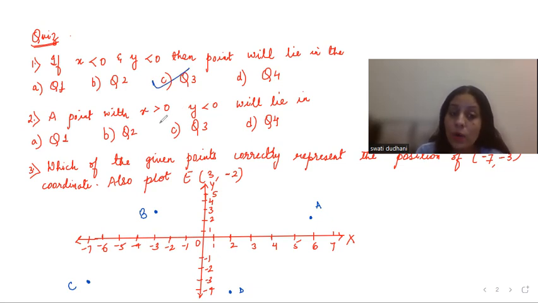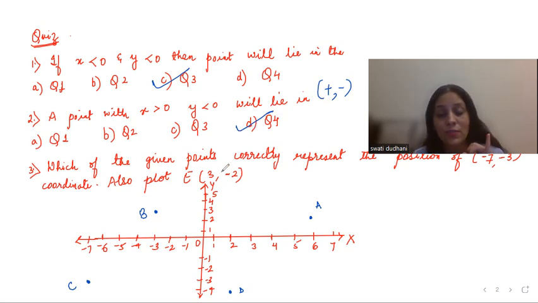Next, a point with x greater than 0. That means x is positive, but y is less than 0, y is negative. So here the point lies in the fourth quadrant. See, both positive, first quadrant; both negative, third quadrant. One positive and one negative will lie in either the second or the fourth.